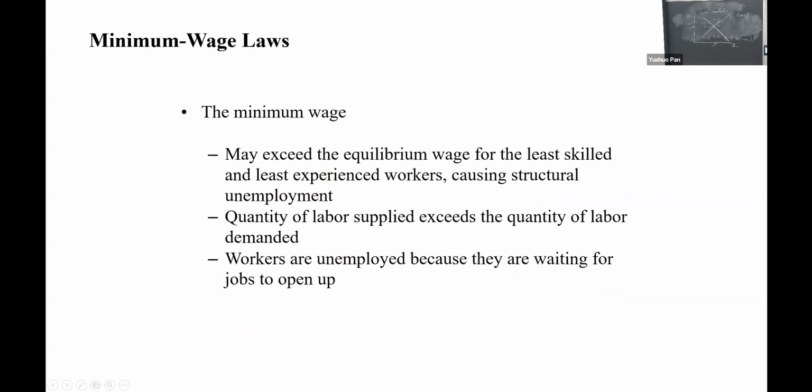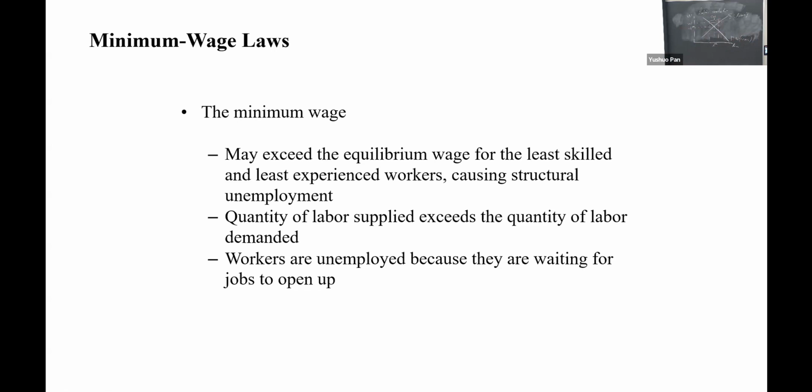The first one is the minimum wage, which may exceed the equilibrium wage for the least skilled and least experienced workers, causing structural unemployment. The quantity of labor supplied exceeds the quantity of labor demanded, right? Like this one, that's the quantity supplied for the labor, and that's why it exceeds the quantity demanded by the firm. So there will be a surplus over here. Workers are unemployed because they are waiting for job openings. Since there is more supply and less demand, lots of workers are going to wait in the market for more firms to open their positions.